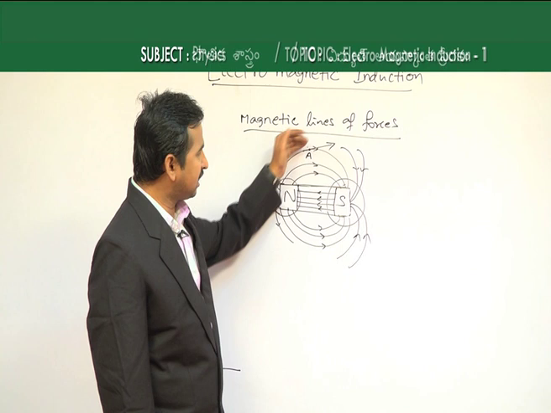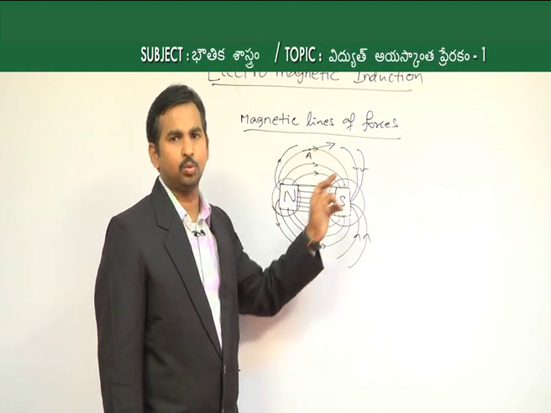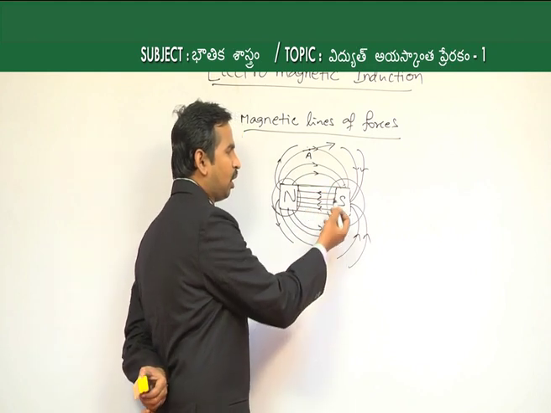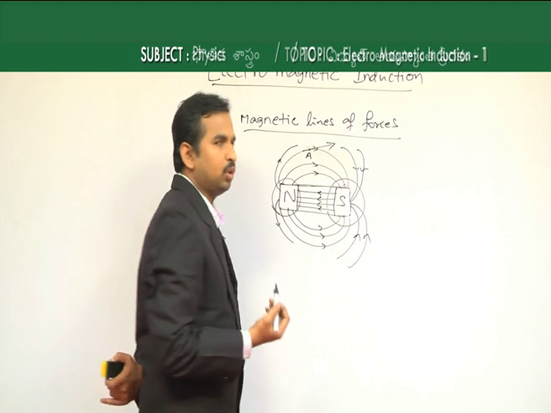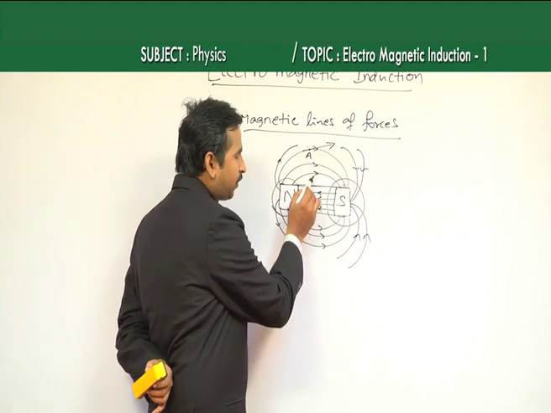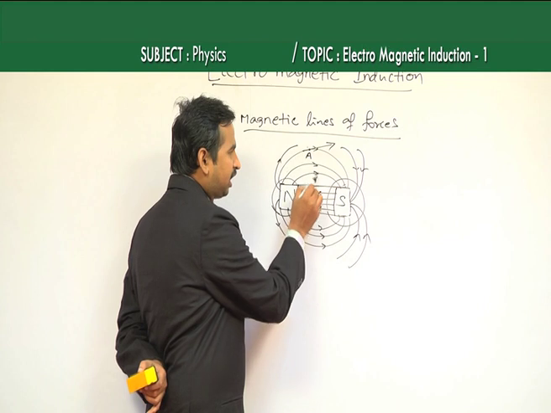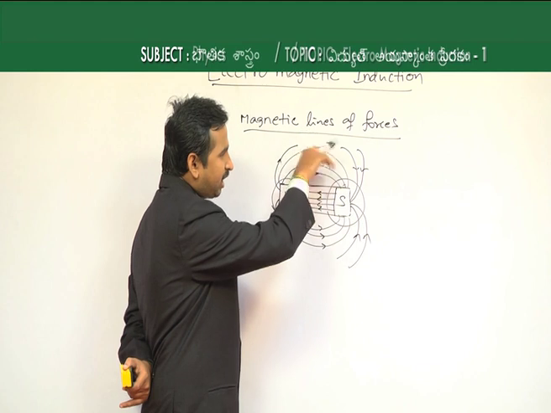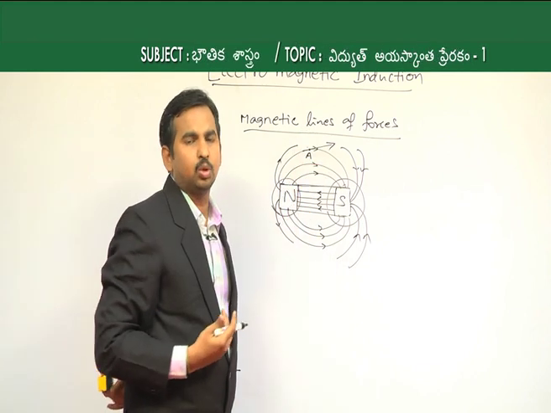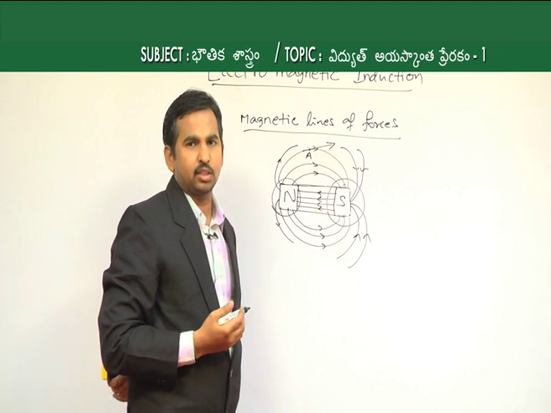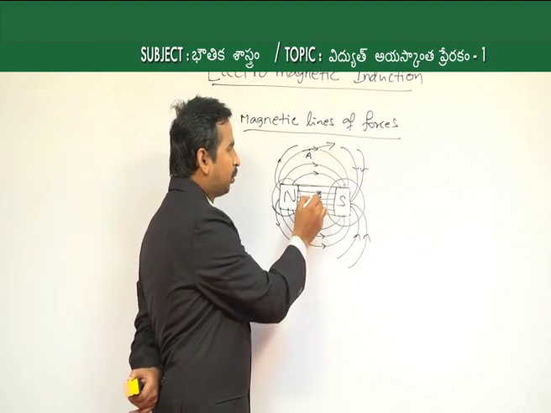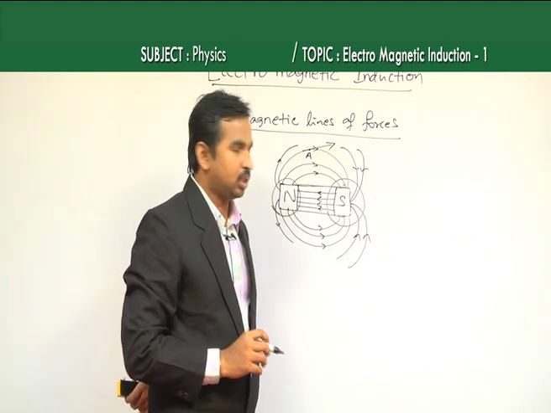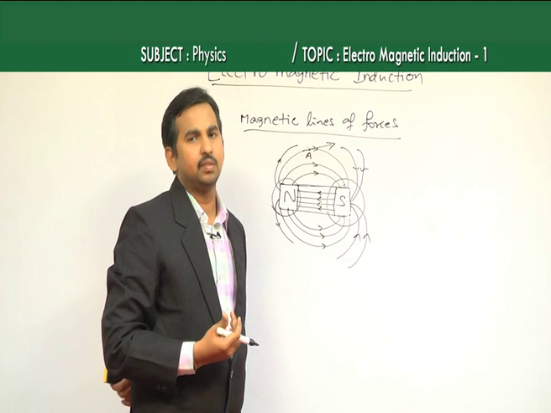Why is it bending like a curve and going from north to south pole? Inside the magnet, the magnetic lines of force go in the opposite direction, from the south pole to the north pole. This means there is a force of attraction between this magnetic line and that magnetic line. So, instead of going straight, those magnetic lines bend towards the south pole due to the attraction, because this is acting like a south pole and this is acting like a north pole. Unlike poles attract each other, and that is why they bend like curves here.